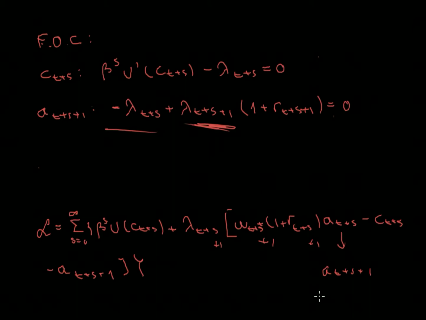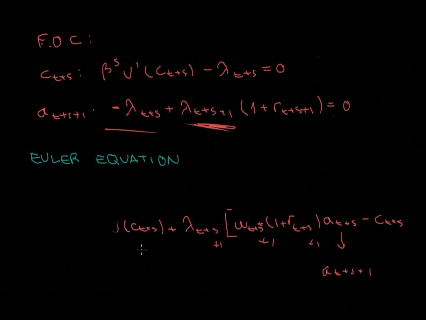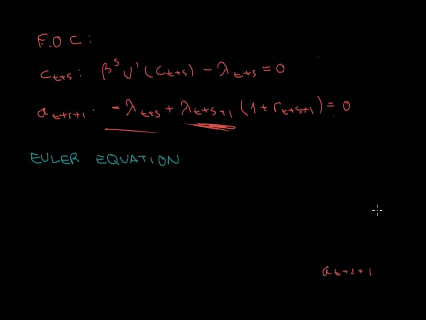Okay, so from here we can obtain what? Of course, the Euler equation, or just the optimality condition. Okay, so I'm going to delete this. So this will be what?